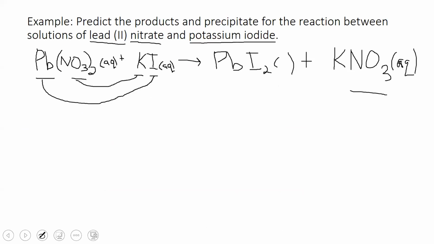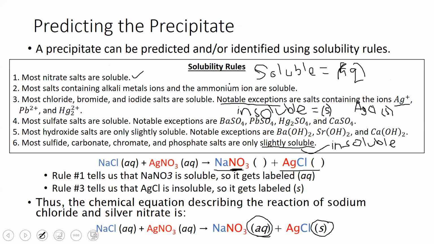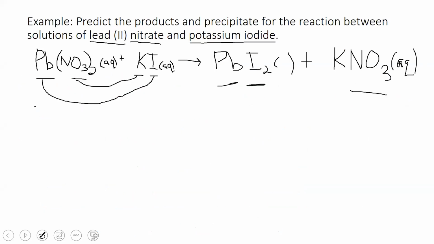Okay. Then we have a lead iodide. So we have a halogen, and we have lead. So if we go back up to these rules and we say, okay, most chloride, well, there's iodide. So those tend to be soluble, except one of our exceptions is lead. So PbI2 is insoluble, therefore it's going to be a solid.